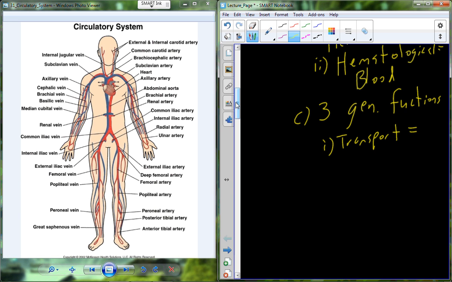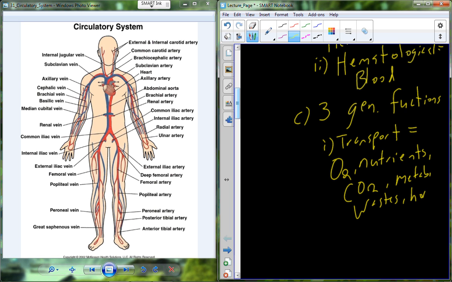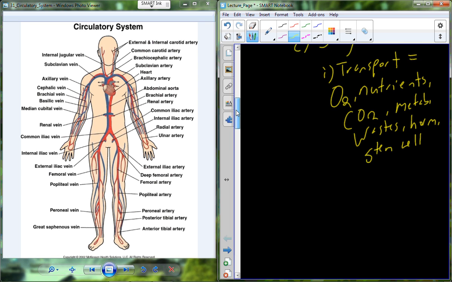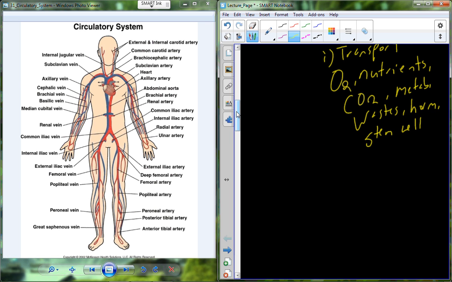What we mean by transport is the blood is going to dissolve things like oxygen and other nutrients and carbon dioxide and metabolic wastes, hormones, stem cells. And all of these things are going to be transported around the organism to all of the places that we need to transport oxygen and nutrients and carbon dioxide and places that we need to remove waste. Okay, so transport of a variety of different molecules and substances.